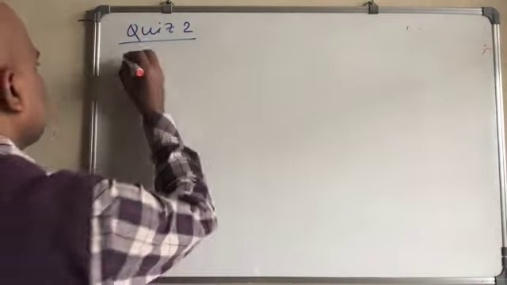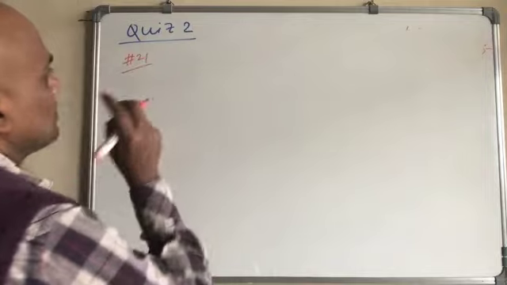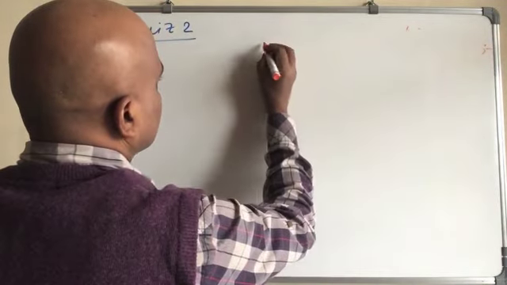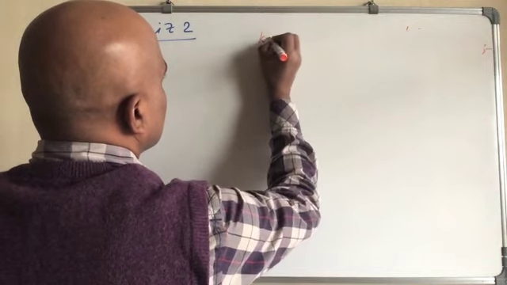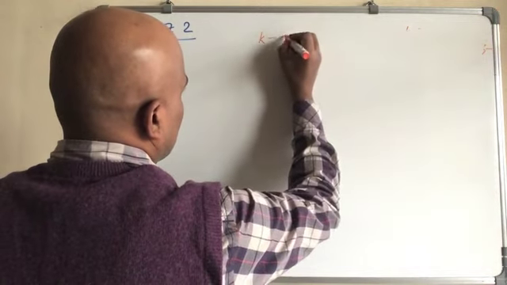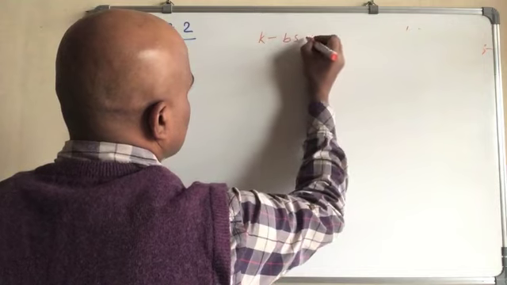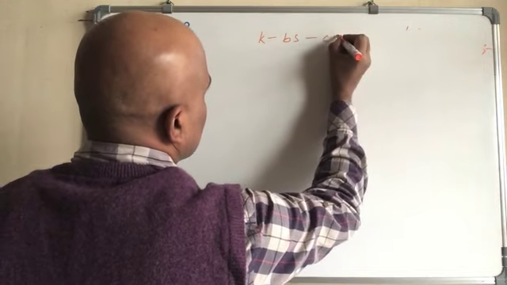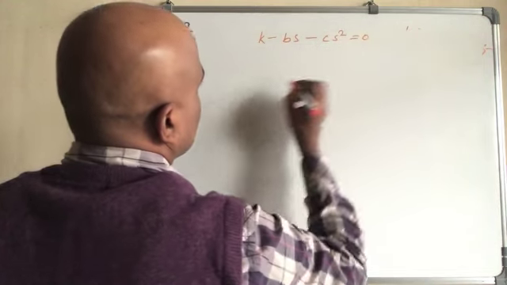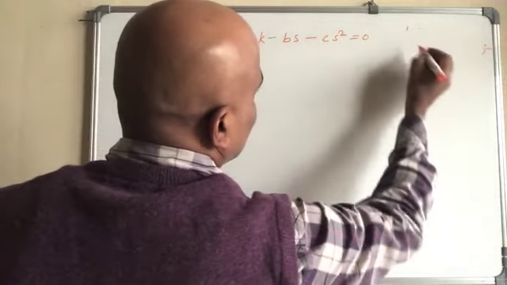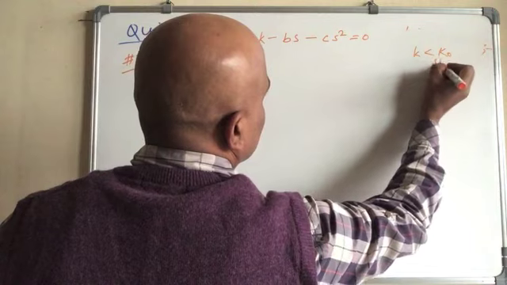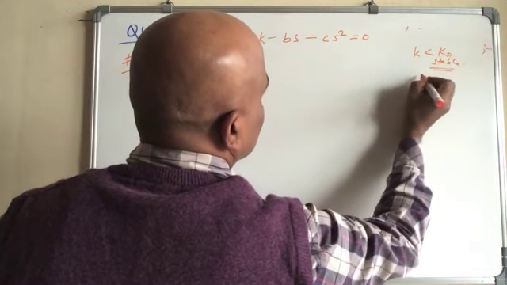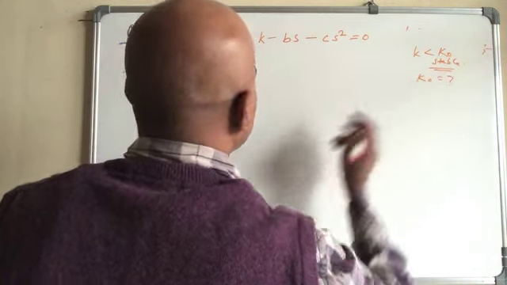Next question is about a similar question but different. So this is K minus Bs minus Cs square equal to 0. And it says if K less than K naught is stable, then K naught equals what? That's what it tells here.